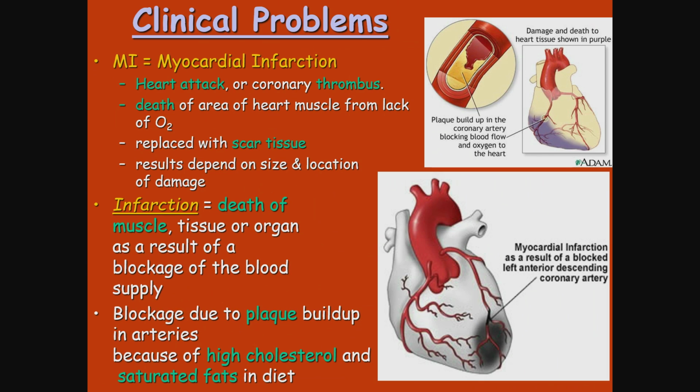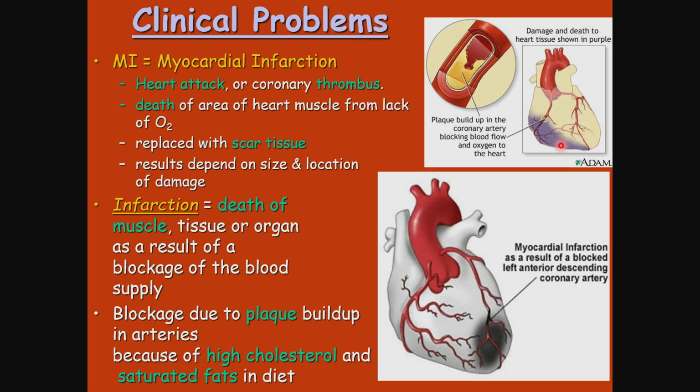Clinical problems: MI, like I said, is myocardial infarction. That's the scientific name for a heart attack. Sometimes it's also called a coronary thrombus, and a thrombus is a blood clot. Death of the area of the heart muscle from lack of oxygen. So if the blood is blocked to this spot or to this spot right here, all of that heart tissue dies. And heart cells, if you remember, do not regenerate. They're not like epithelial tissue. And so what happens is fibrosis, or scar tissue, forms. The result depends on the size and location of the damage.